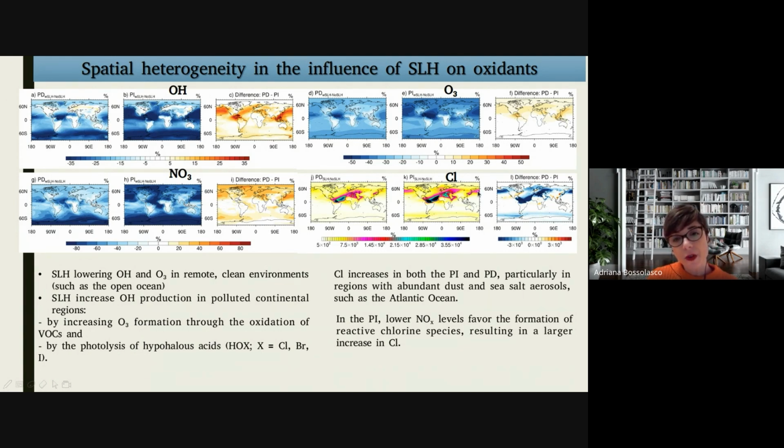In the case of chlorine, as we saw before, in both periods there is an increase in chlorine, principally in regions with abundant dust and sea salt aerosol. And also the increase of chlorine is more pronounced in the pre-industrial period because there are lower NOx levels that favor the formation of reactive chlorine species.